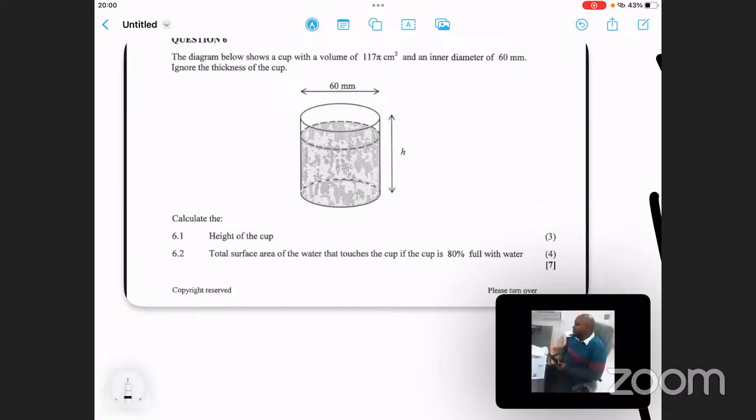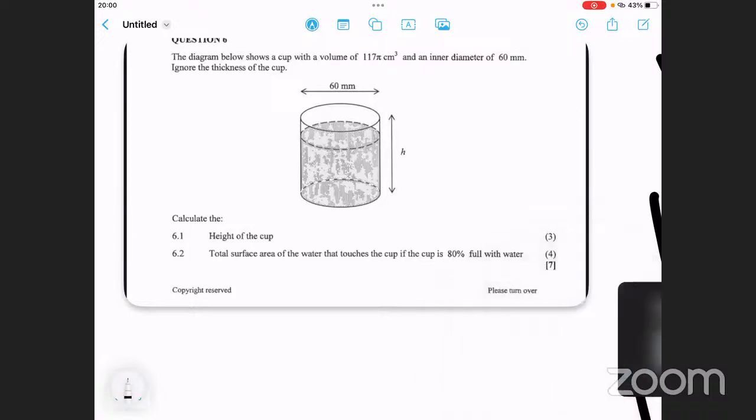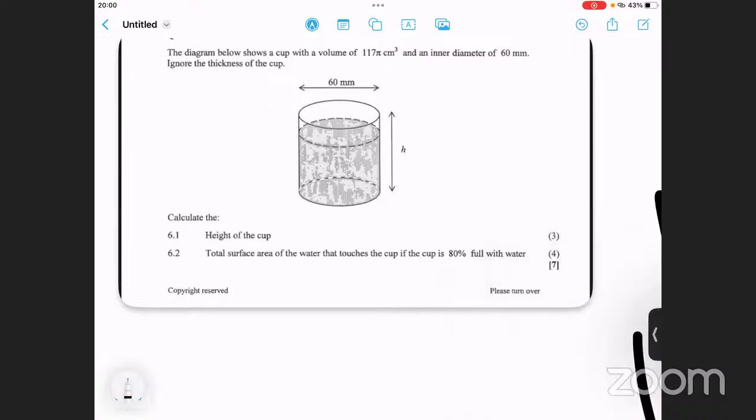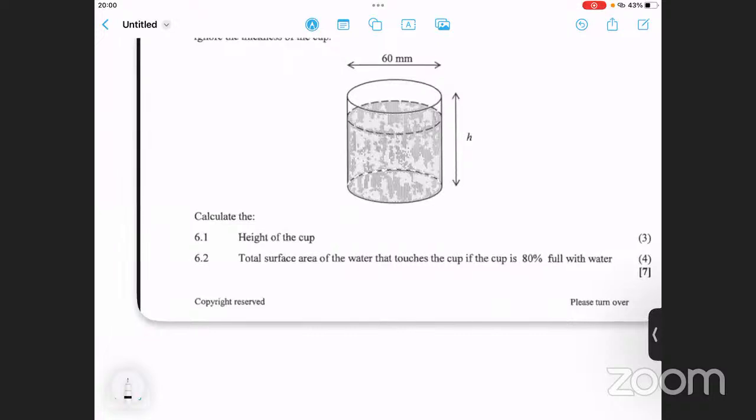Sir, in this question, what do we have to calculate? What exactly must we calculate? You see there, this is what they want you to calculate. Okay, sir. Thanks, sir.